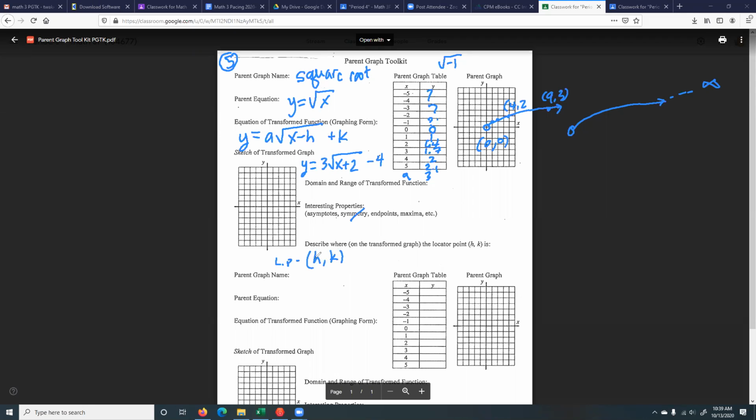We take the opposite of the number inside because this square root is like parentheses. So this is our h, this is our k. h is -2, k is -4. So -2, -4 is down here. And then we're going to get a curve going up, unless this is negative. If this was a -3, then I'd go down.